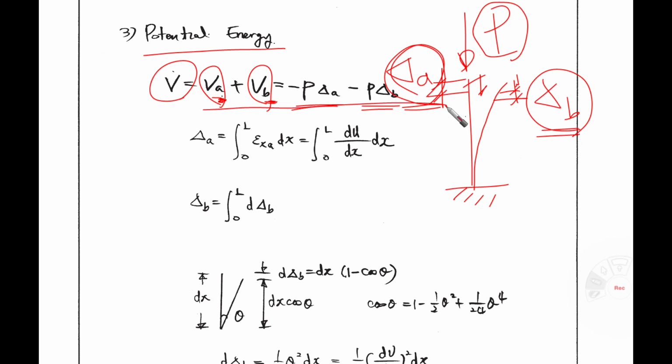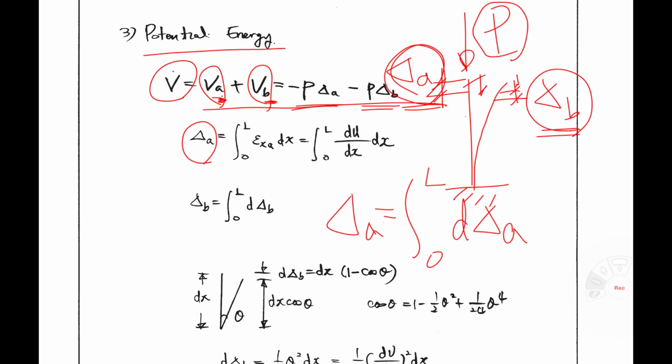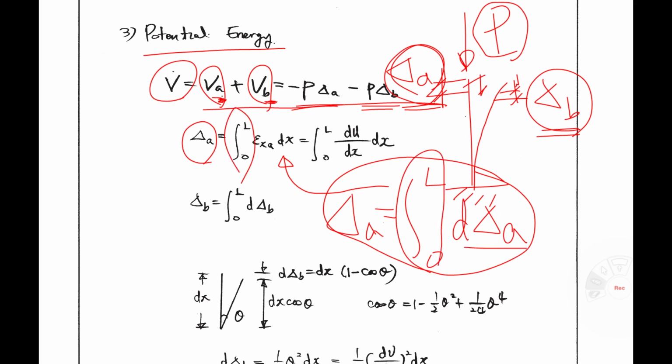If you see delta A equal integral 0 to L d delta A, right? Delta A can be written like this. So you can write like this one. So integral d delta A can be written like that. Do you know why? If we take out this part, this one is dx. So if we draw somewhat larger, then this one is dx.